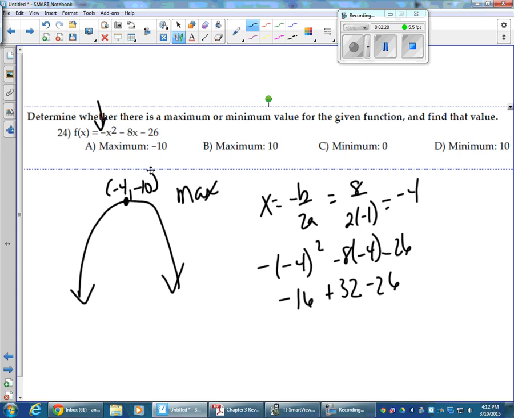So my maximum value is the y. Remember, the maximum is negative 10 when x is negative 4. So my answer is A. The maximum is negative 10.